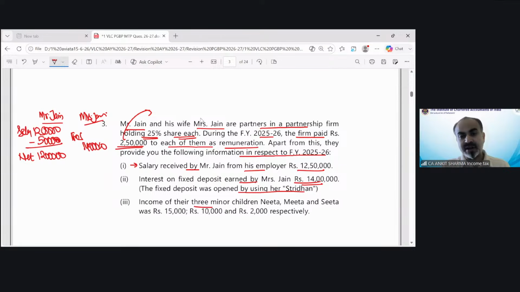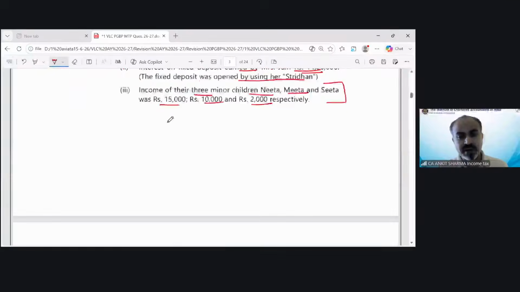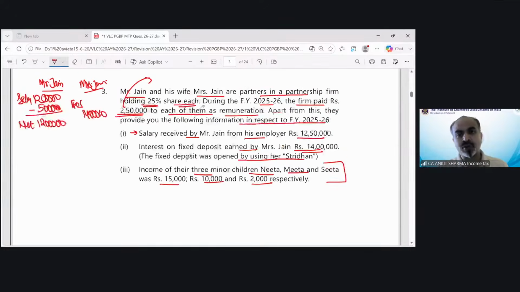Income of 3 minor children, Meeta and Sita, 15,000, 10,000, 2,000 respectively. So these incomes are also going to be clubbed in the hands of the parent having higher income, excluding this income. Is there any other income given? No. So before including these children's income, we have to find out who is having the higher income for clubbing of this remuneration. As you can see, Mrs. Jain is having higher income in comparison to Mr. Jain.